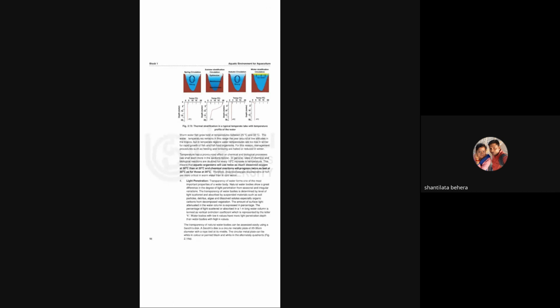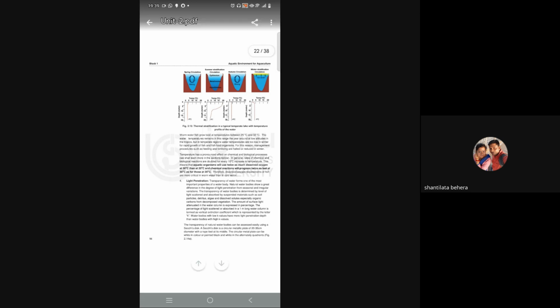Okay, and also the productivity of aquatic organisms depends upon the light penetration. See it, fourth point right here. It also depends upon the penetration of light. Where light penetrates more, at that level there will be more productivity than in the places where light penetration does not happen. So transparency of water forms one of the most important properties of a water body. Natural water bodies show a great difference in the degree of light penetration, from seasonal and irregular variation.